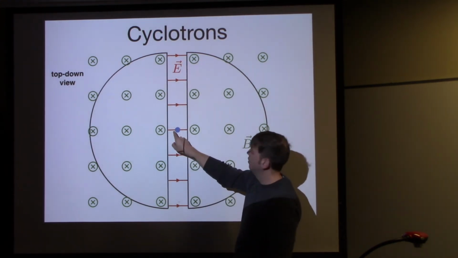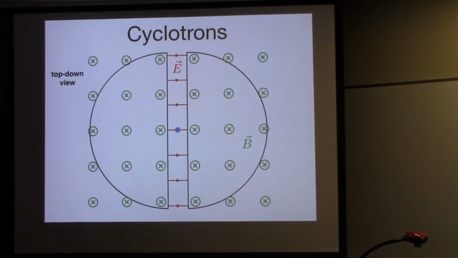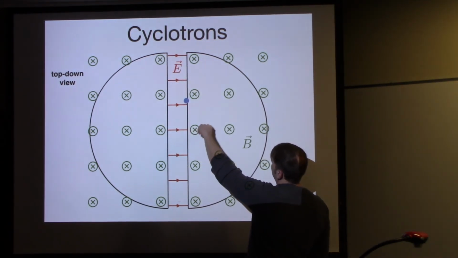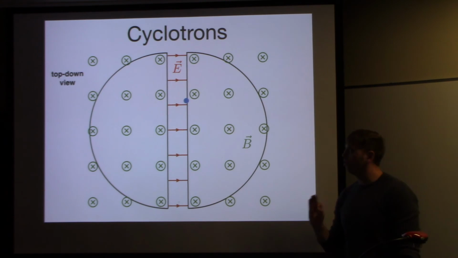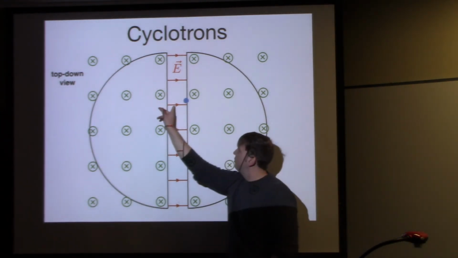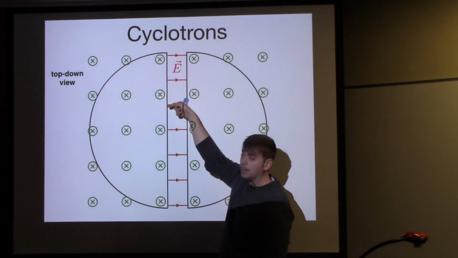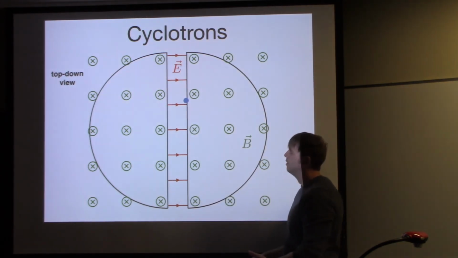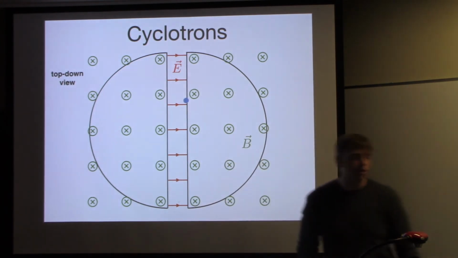If it starts right here with no speed, it's going to be pushed to the right, and it's going to speed up a little bit. But then, once it gets to the magnetic field, now it's going to move in a circle, and now it's going to end up over here. Now this part is really important, because notice how my electric field is still going to the right, and my charged particle is moving this way, to the left. Okay, if it enters this electric field as it's currently shown, it's going to start to slow down, because the electric field is going to push against its motion. So we need the electric field actually to flip, go the other way.